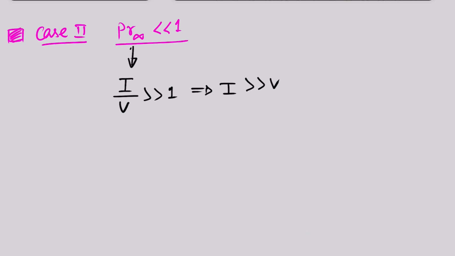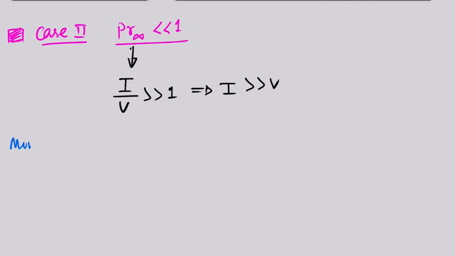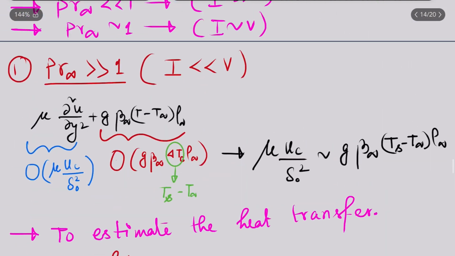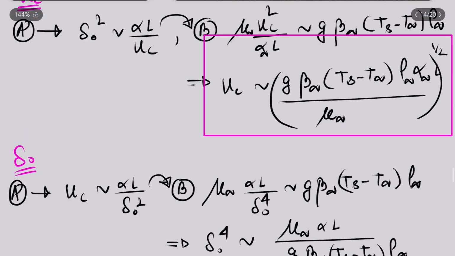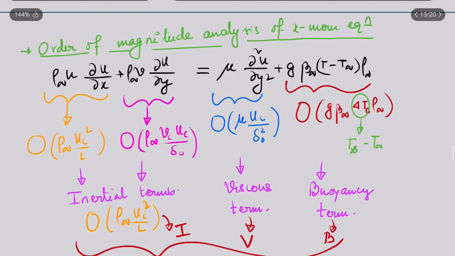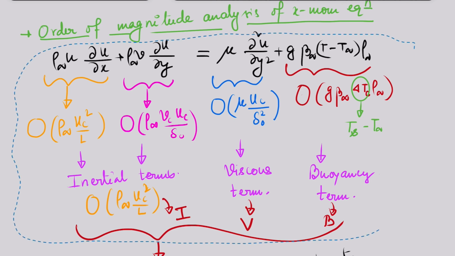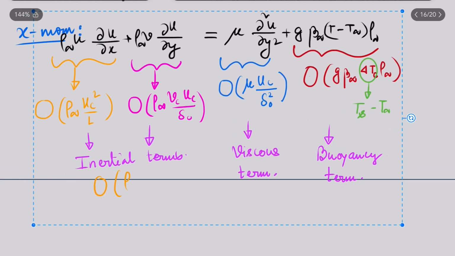So let me write the governing equation first. The first governing equation will be the momentum one, or I should be very specific, the x momentum. Actually, let me just copy the equations, otherwise it will take much more time if I have to write the equations again and again. So this is the momentum equation. I will copy it and paste it.